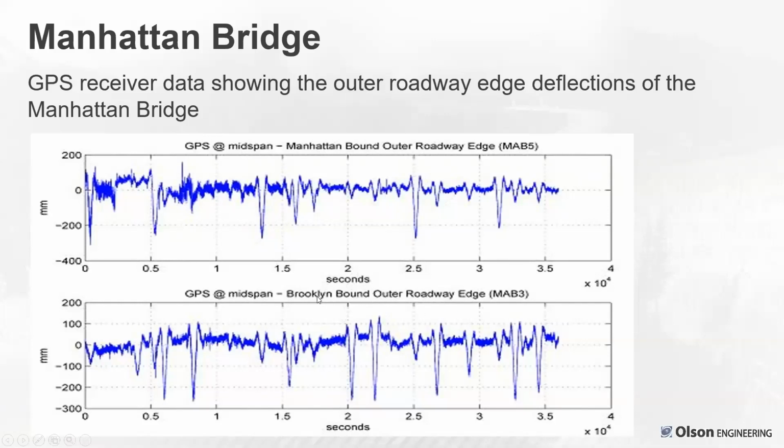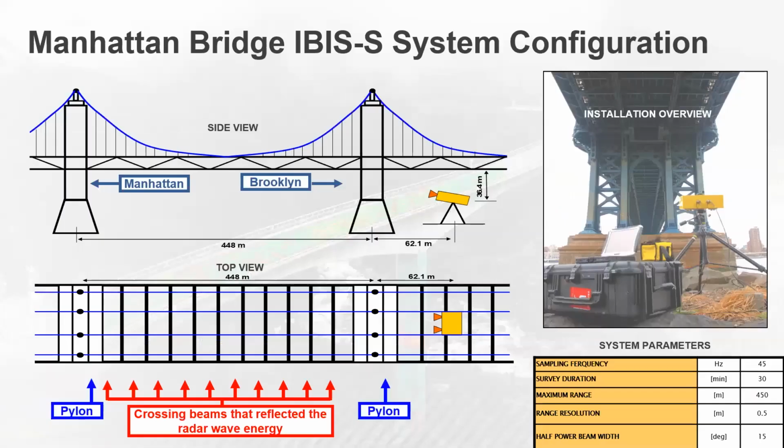And the Brooklyn-bound outer roadway edge versus the Manhattan edge was similar, but the trains were moving it close to 300 millimeters or a foot as they went by. And you could have from 1 to 4 trains on the bridge at a time.